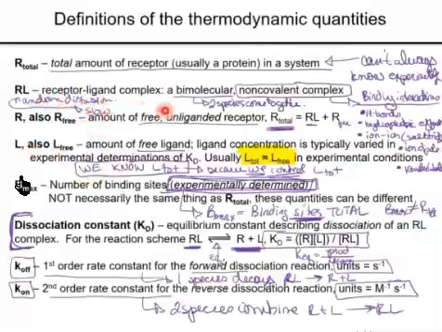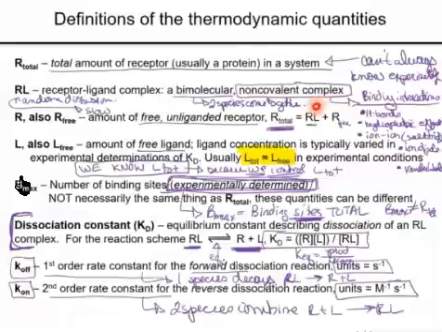And so the receptor ligand complex is also a non-covalent complex, and I've mentioned this to you already. This binding interaction is reversible. No covalent bonds are broken or formed in making this RL complex.